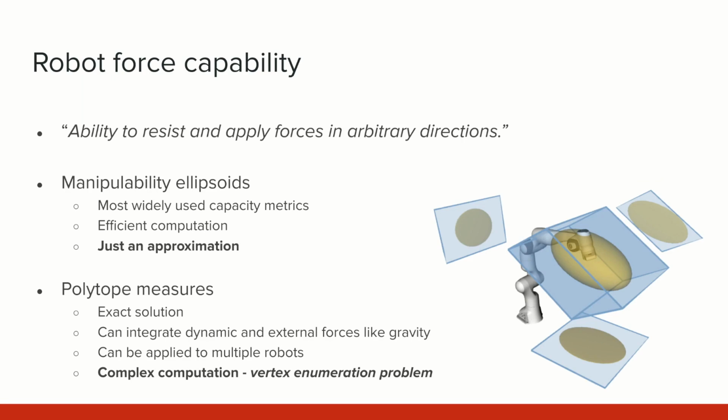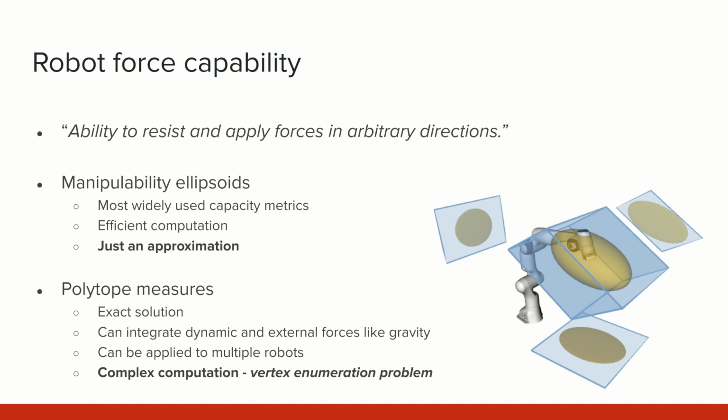One of the most well-known robot capacity metrics is force capability, robots' ability to resist and apply forces in arbitrary directions. The most widely used force capacity metrics are manipulability ellipsoids. They are very efficient to calculate, but they are just an approximation of robots' true capacities. Robots' true capacity has a shape of polytope. Polytopes have many advantages over ellipsoids. They can integrate robot dynamics, they can account for external forces such as gravity, and in the context of collaborative robotics, they can be used to calculate the common force capability of multiple robotic systems.